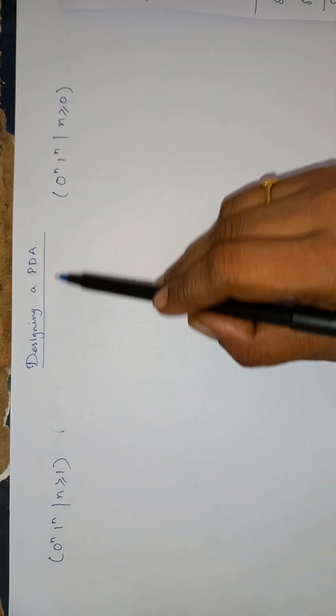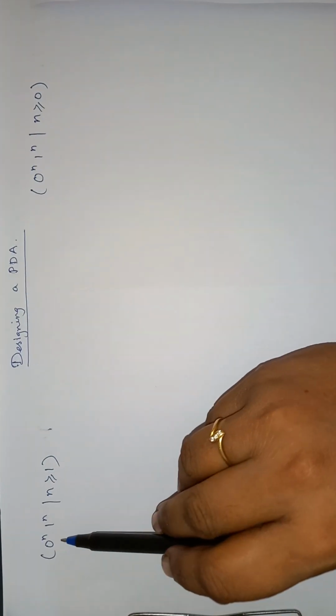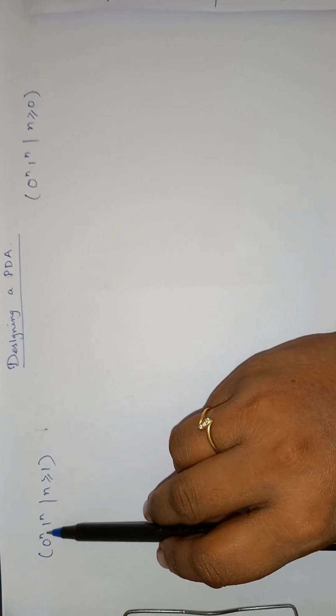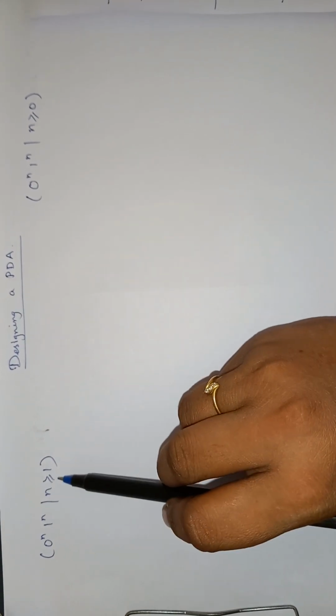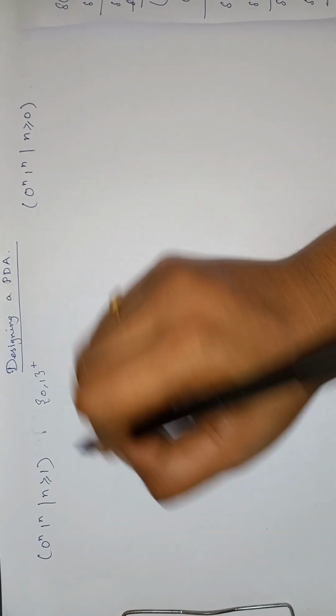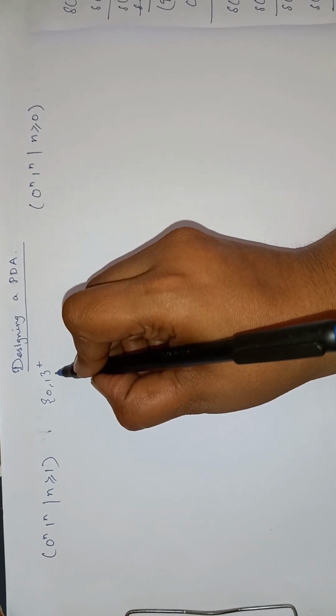Hi, in this video we are going to see designing a PDA. We are going to see two conditions here. One is the same string, but with two conditions: 0 power n, 1 power n, where n is greater than or equal to 1. That means here 0, 1 will be of plus. Compulsory, at least one 0 and one 1 should be present.